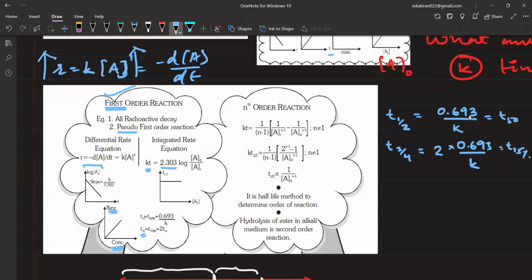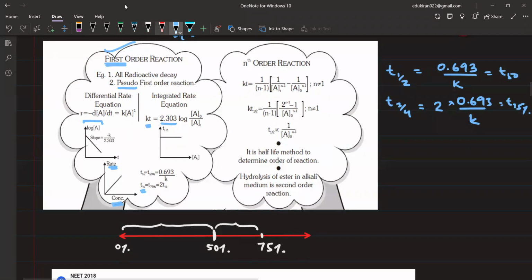Why is this happening? Please see here. Please don't write anything right now. When you go from 0 to 50%, let us suppose you are taking 50 seconds. Okay? From 0 to 50%, what did you get? 50 seconds.